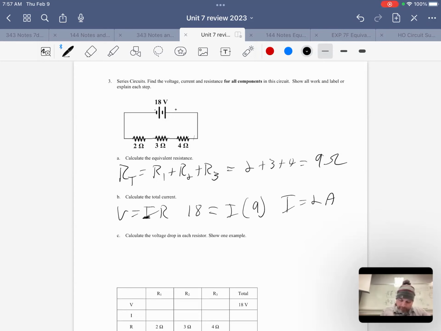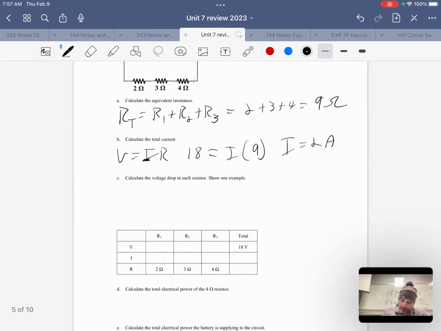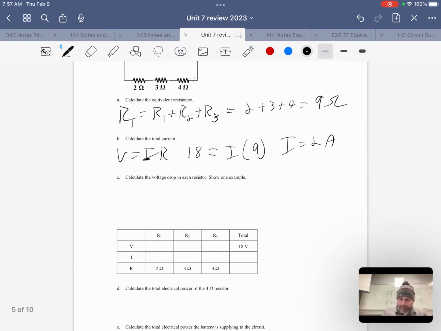All right, calculate the voltage drop in each resistor. So I'm going to jump right to the table. But again, for each one of these things, I'm just going to use V equals I times R. But I need the current. Well, remember, in series, currents are all the same. I total equals I1, which equals I2, which equals I3. So if I know this is 9 and this is 2 amps in that total current, well, that 2 can go all the way across in series.